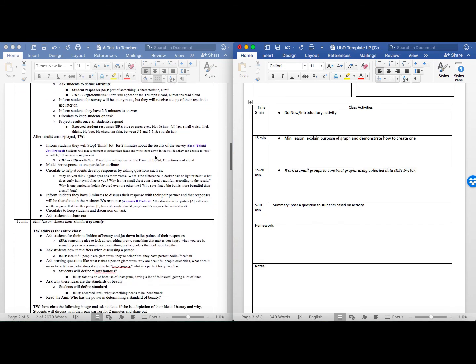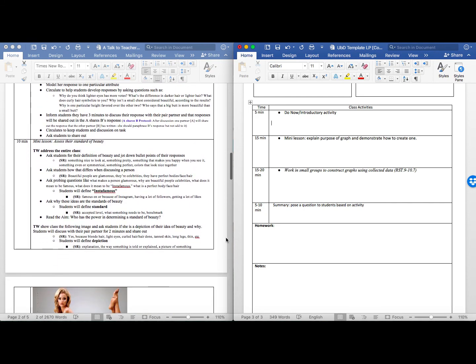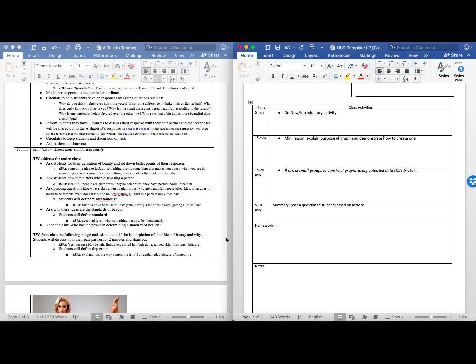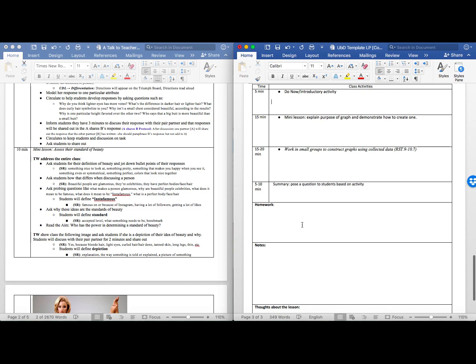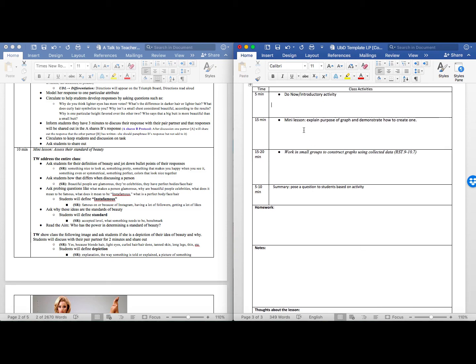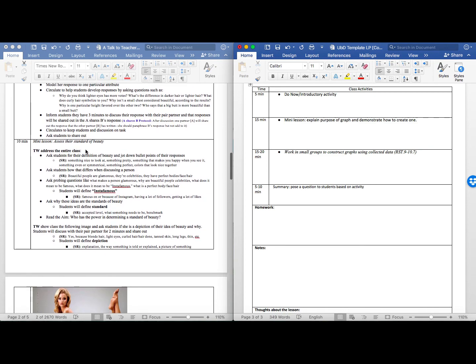A best practice is also to do the activity yourself before you assign it to your students so you can see how long it will take you as well. So a mini lesson is something that takes place right after the do now. That is the instructional activity of that day. After the instructional activity of that day, that's when some other activity happens to reinforce the mini lesson that just took place. So here we have assess the standard of beauty.